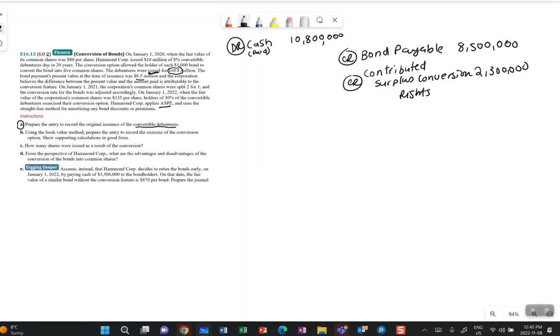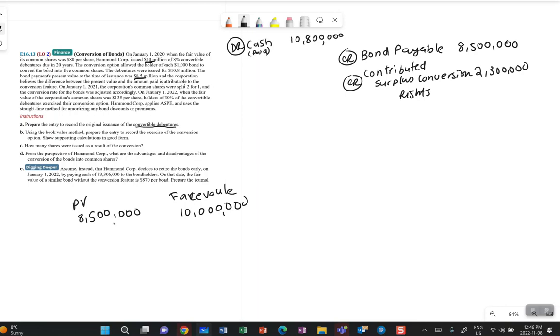So now if you were to look at it, what is the present value of our bond? Our present value of our bond was 8.5 million. What is the face value of our bond? The face value of the bond was 10 million. So we issued the 10 million bond for 8.5. That's what is given to us.